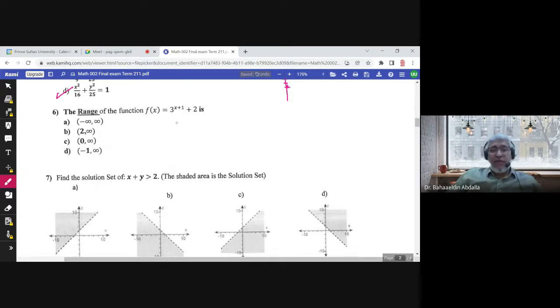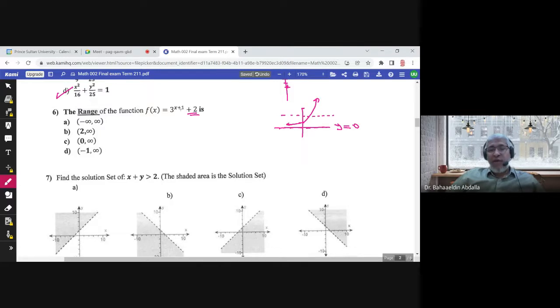The range of this function. This is an exponential function. We studied exponential functions in section 4.1. The graph of the exponential function with base 3 is like this, and this line is the horizontal asymptote. It has the equation y equals 0. If I go 2 units up, then this would be the new horizontal asymptote, and this point will go here, 2 units up.